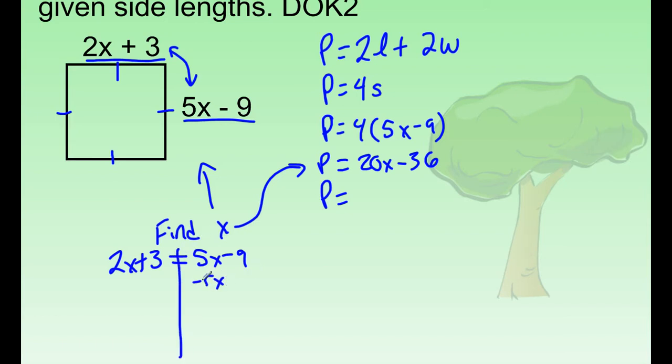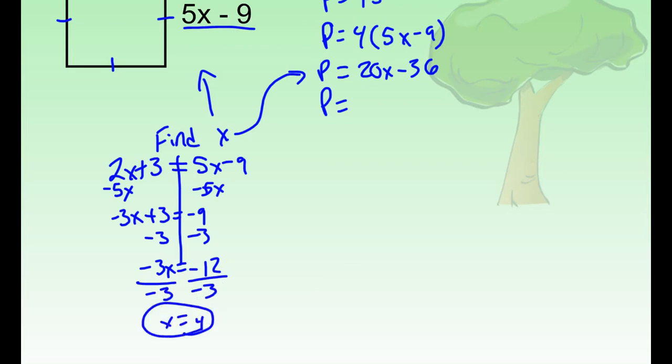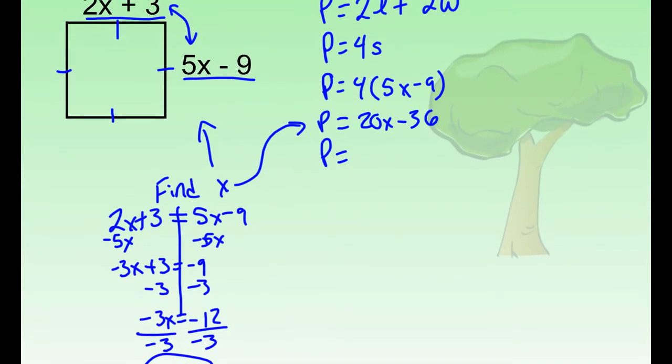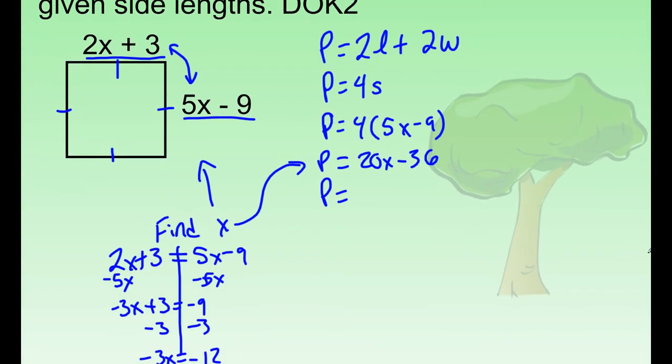If I subtract 5x here and subtract 5x here, I have negative 3x plus 3 equals negative 9. I subtract 3, negative 3x equals negative 12. Divide both sides by negative 3, and x equals 4. So I found the x value is 4. That is the one piece of information I needed in order to find the perimeter.